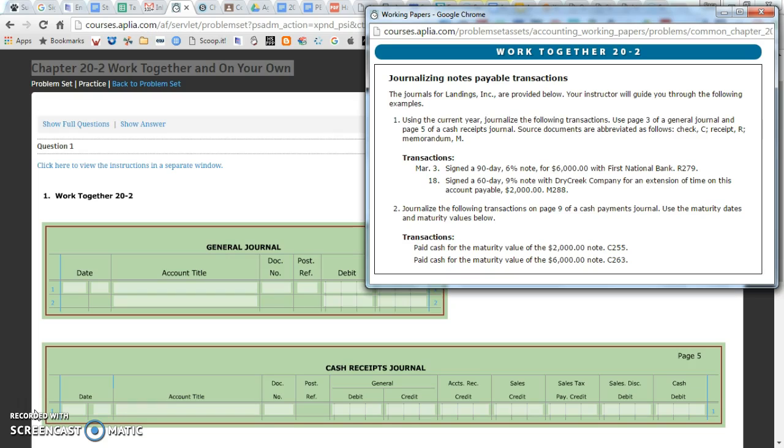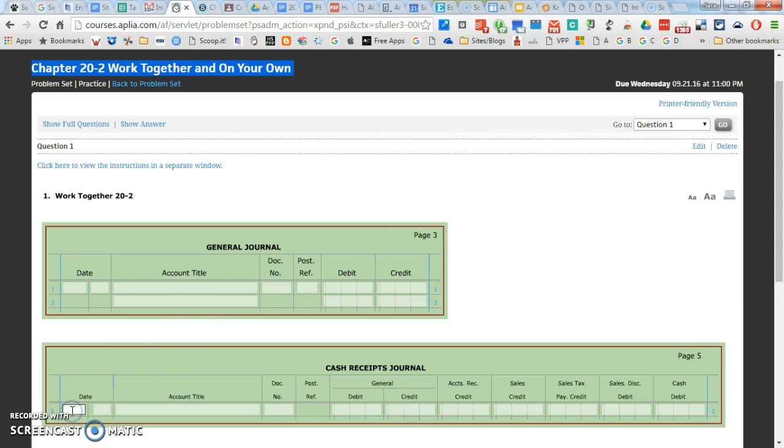So the clue here, this is going to go in our cash receipts because our source document is R279. So our date is March 3rd. Our account title will be Notes Payable. Our document number is R279. Our credit is $6,000. And then a cash debit of $6,000 as well.